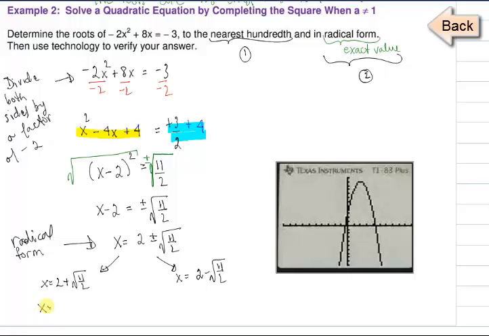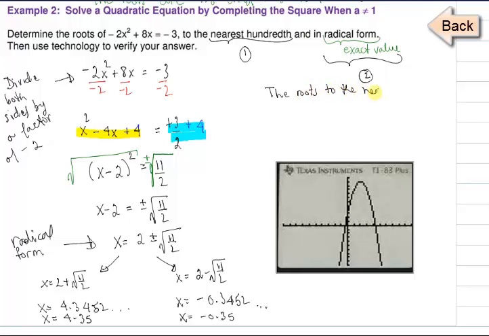Okay, so get your calculators out, and the first one works out to be 4.3452, and the second one works out to be -0.3452. Now we want the nearest hundredth. So x equals 4.35, and x equals -0.35.